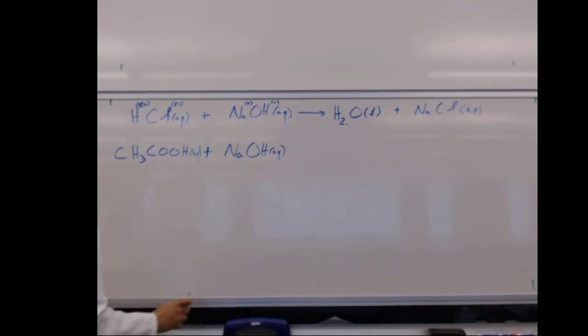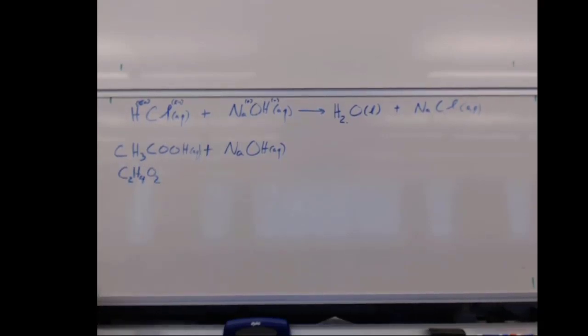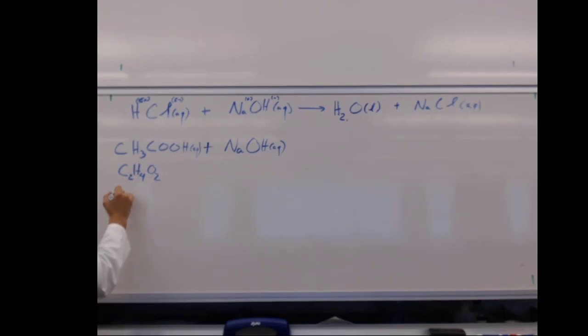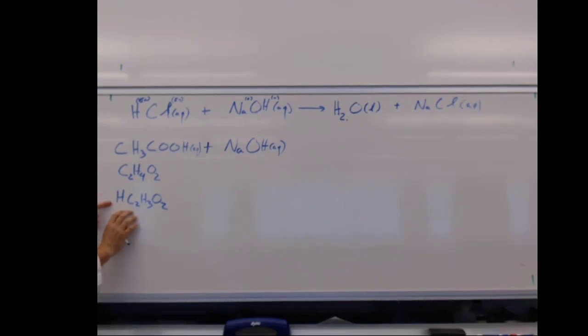Other ways you might see it written, you might see it as C2H4O2, same thing. Or you might even see it as HC2H3O2. This is trying to get that H kind of out front to really accentuate the fact that it's an acid. But I feel like this is halfway to explaining it. And I really like this fully writing out the carboxylic acid group on the end.